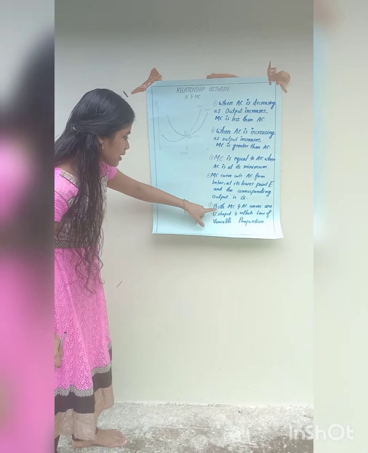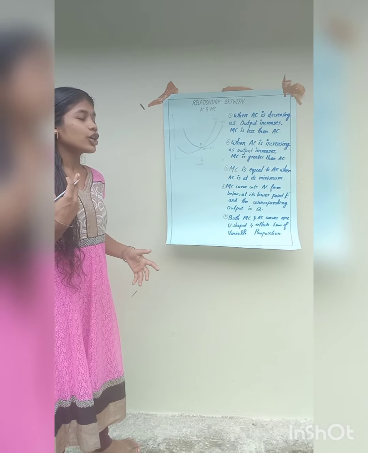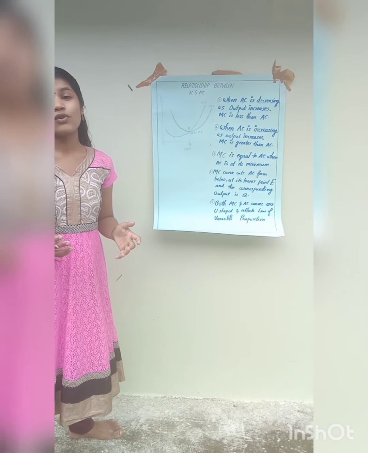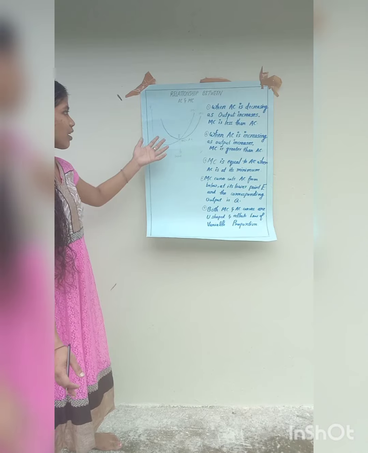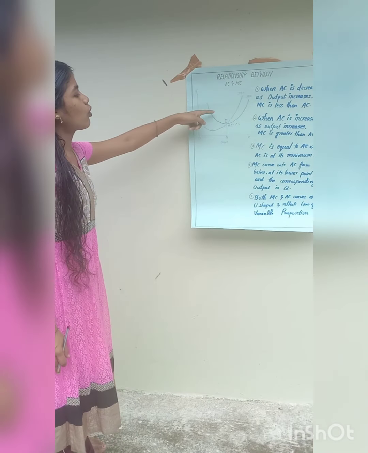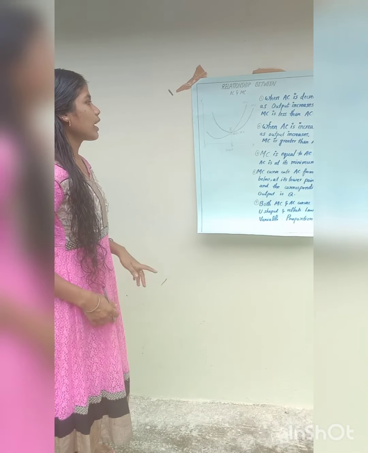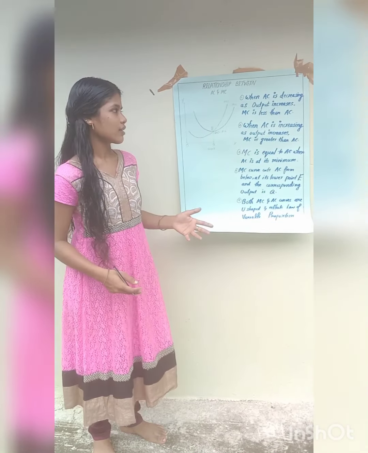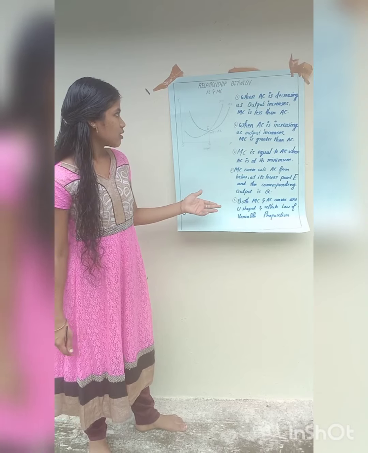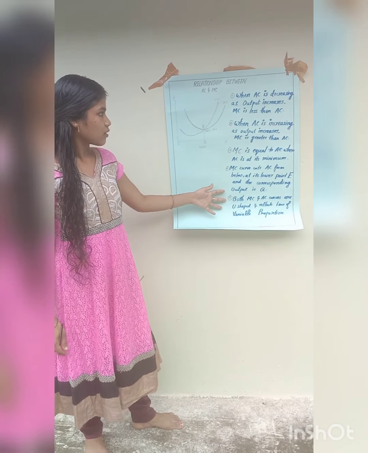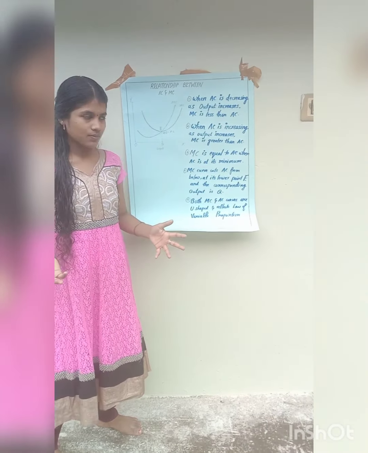Then next point, both MC and AC curves are U-shaped and this reflects the law of variable proportion. Here we can clearly see that both these curves are U-shaped curves and it reflects the law of variable proportion. Once again we can revise this. There are only 5 points which are discussing the relationship between AC and MC.